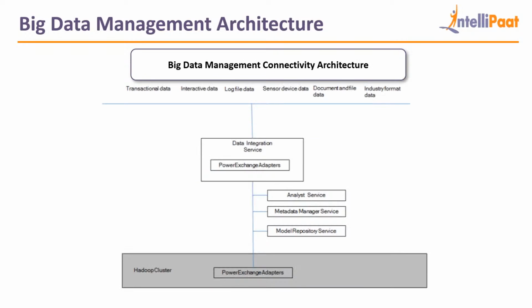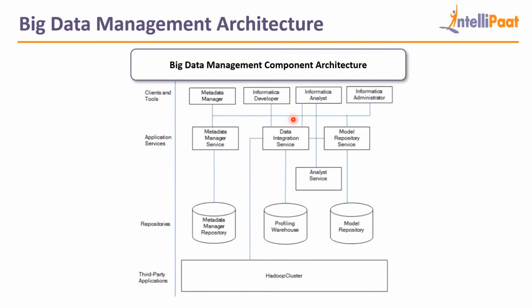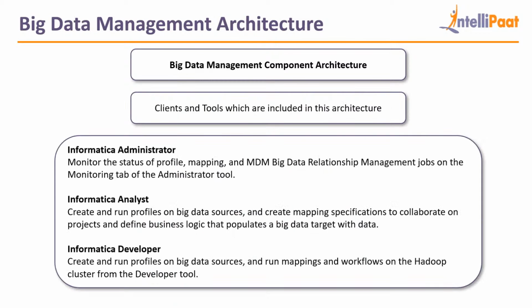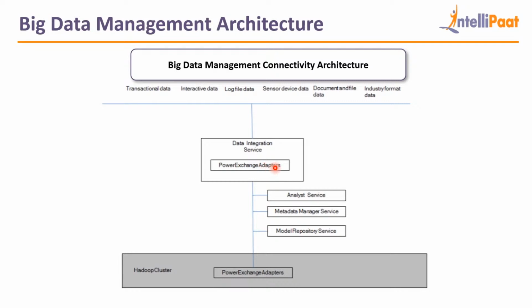Now coming to the second architecture, which is the connectivity architecture. Again, this is one of the important architectures available. Over here you can see the various types of data which are available, the source, and here you have the data integration service. We know these are the complete tools, but we do not know how the data integration service connects with the Hadoop cluster, because no other service or tool connects with Hadoop. Only the data integration service connects with Hadoop. So how does it connect? It connects using Power Exchange adapters. That's what we're going to look into in this particular diagram.